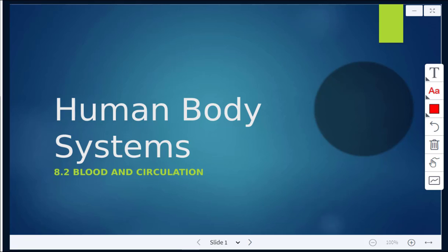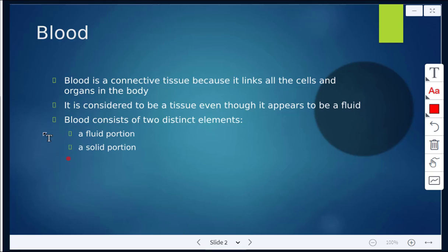Okay, so today's lesson is on 8.2, which is blood and circulation. All right, so what is blood? Blood is a connective tissue, because it links all the cells and organs in the body, so it's considered a tissue, even though it appears to be a fluid. And it consists of two distinct elements. There's the fluid portion, and then there's the solid portion.